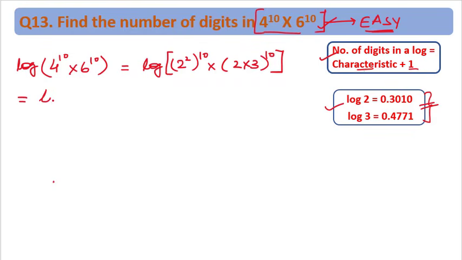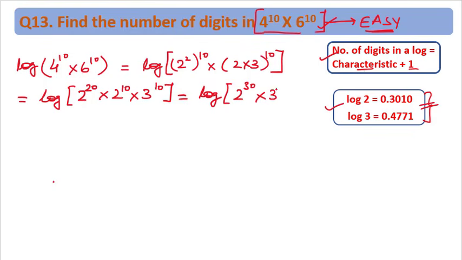This is simply log of 2 to the power 20 multiplied by 2 to the power 10 multiplied by 3 to the power 10. This is how it becomes when you open it. Okay. And what is this? This is nothing but log of 2 to the power 30 multiplied by 3 to the power 10. Now applying our basics that we have learnt and practiced till now, what is this? This is simply 30 log 2 plus 10 log 3, isn't it?